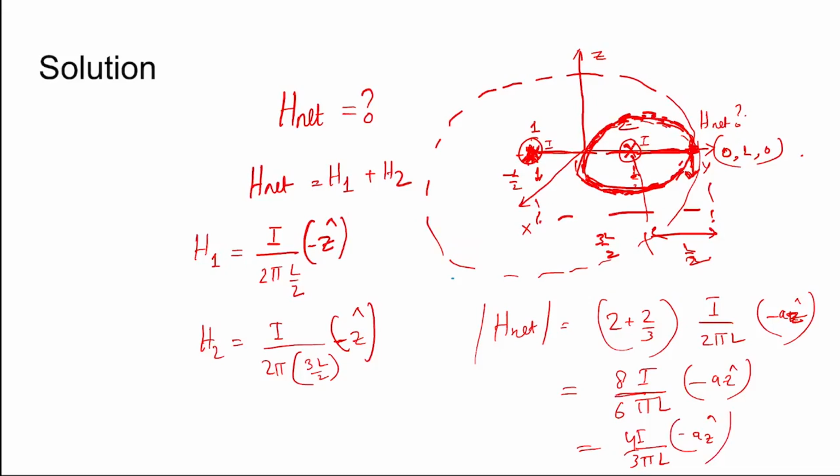But you see, B equal to mu H, where mu is the permeability of free space. So we found H. Now B is mu into H net, where H net is this, so B is mu 0 into 4I by 3 pi L, and the direction is minus az cap.